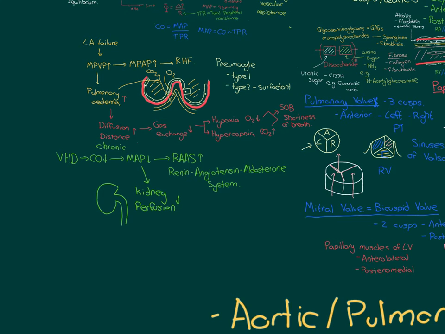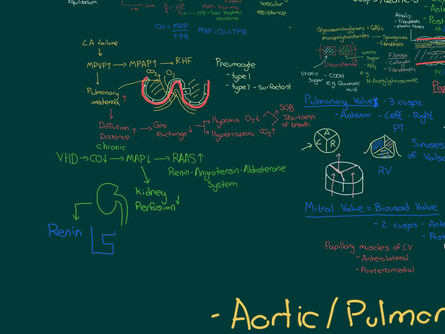So let's just discuss what this is actually going to entail. So kidney perfusion goes down. Their response to this is to start the renin-angiotensin-aldosterone system, and this system's very aptly named because it starts off with renin. So they are going to release into the blood an enzyme called renin. I'll just change colour because I'm getting a bit bored of green. So it starts with the kidneys releasing renin into the bloodstream, which is an enzyme.